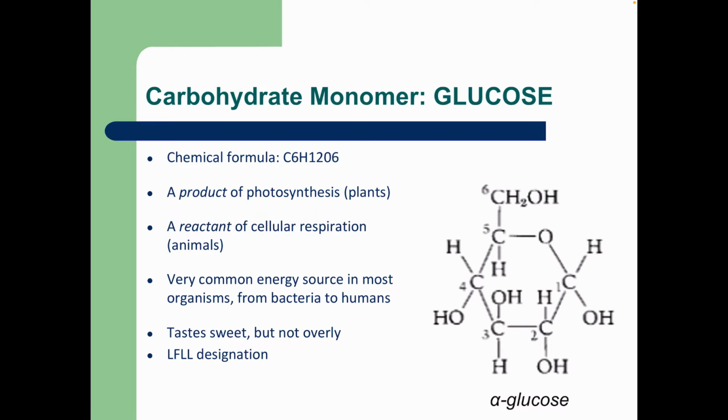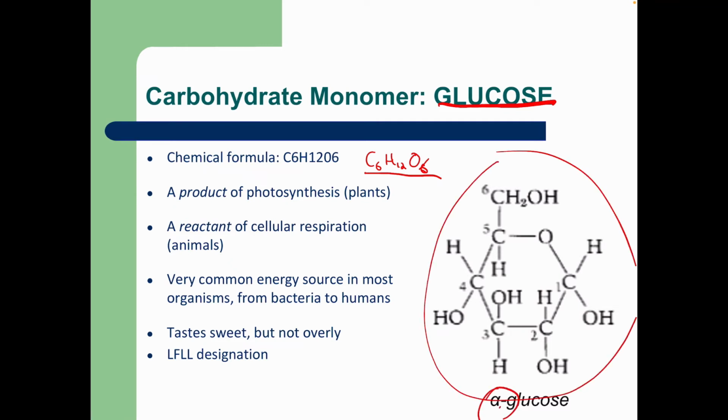Now we'll go through each of the monomers. So glucose. The formula for glucose is C6H12O6. You can follow this formula and look at the structure. This is alpha glucose, so keep that in mind. There's a difference between alpha and beta glucose. Again, we have our carbons, labeled 1, 2, 3, 4, 5, and 6. And then we have 12 H's and 6 oxygens. Glucose is a product of photosynthesis in plants and a reactant of cellular respiration using glycolysis.